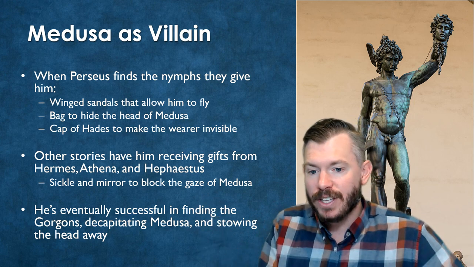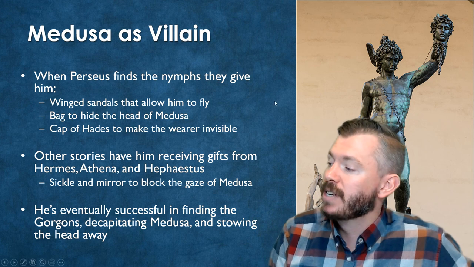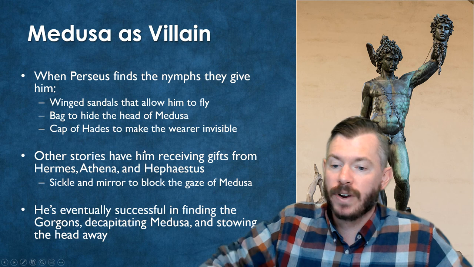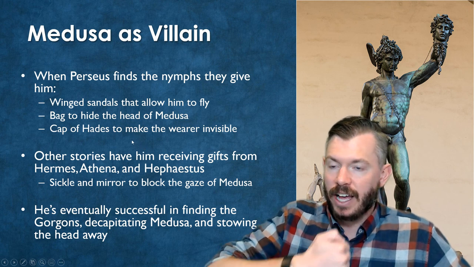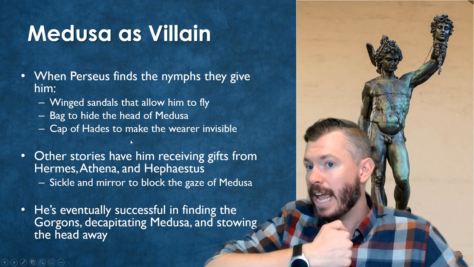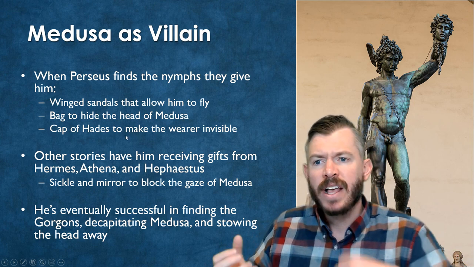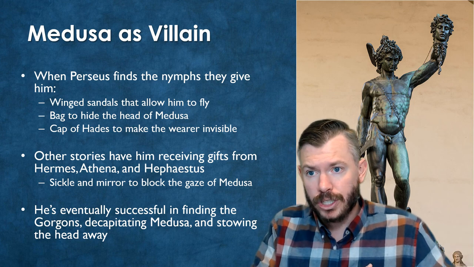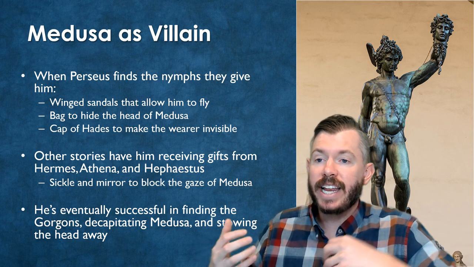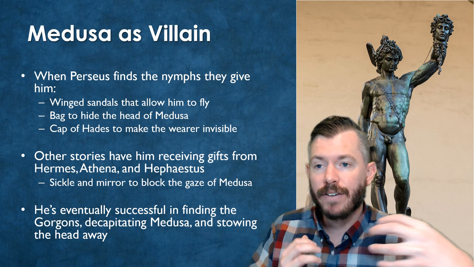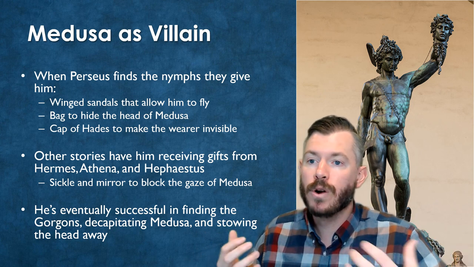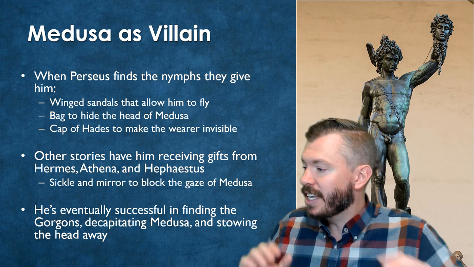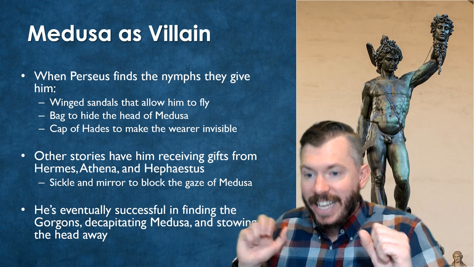So that's one version of the story. Other versions of the story have him receiving gifts from Hermes and Athena and Hephaestus, right? So some of those stories, he gets a shield from Athena that's able to reflect the gaze of Medusa. So again, the exact way that this happens differs from version to version, but what is consistent is that he needs help along the way, either from these nymphs or from the gods, in order for him to complete his quest.